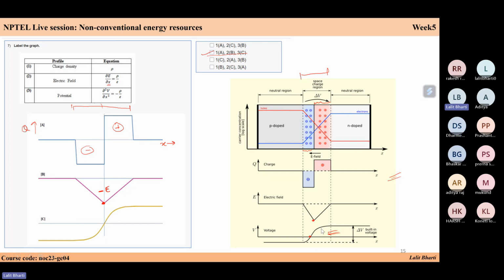Similarly, your voltages will be according to that; at the center your voltage will be 0, and you will have a delta V built-in potential. So this potential difference is basically the drift force for the flowing of electrons or the charge carriers. So basically whatever potential we are getting, we are just getting this delta V potential difference.